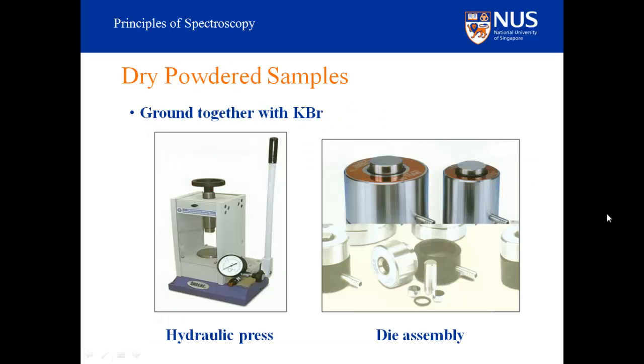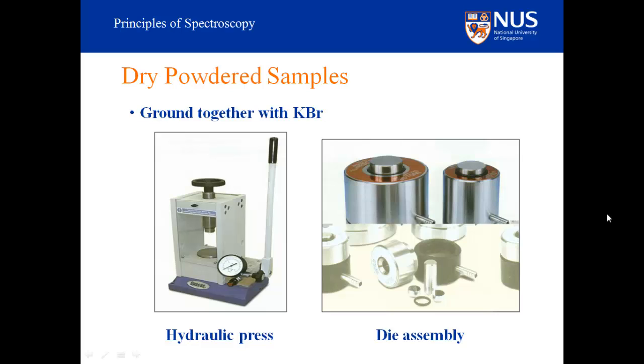Solid samples can be ground together with potassium bromide. Remember that potassium bromide is transparent in the infrared, but you must use spectrophotometric grade potassium bromide. The sample can then be cast as a potassium bromide disc in a hydraulic press. But as potassium bromide is hygroscopic, this must all be done under dry conditions.